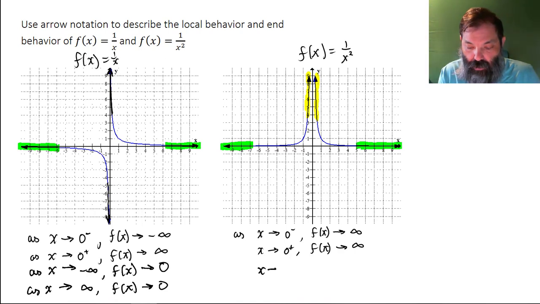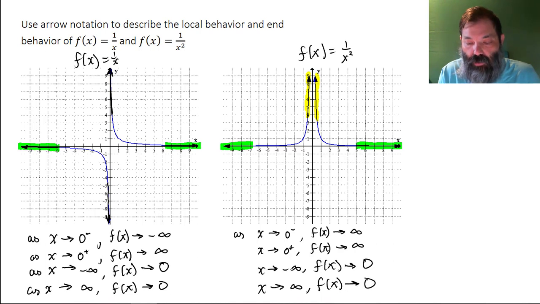So as x approaches negative infinity, the function approaches 0. Similarly, as x approaches positive infinity, the function approaches 0. So there is some arrow notation to describe the local and end behavior for these functions.